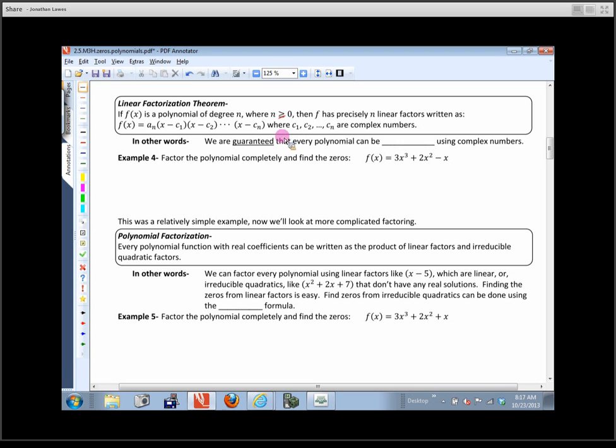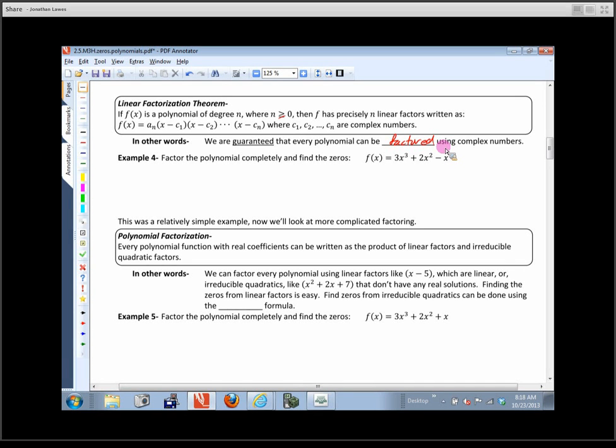Okay? So this linear factorization theorem says we're guaranteed that every polynomial can be factored. Every one of them. Okay? And that's our goal today, is we're going to be able to factor these polynomials and figure out what the zeros are. Okay? So I've got a polynomial here, and on these first 2 pages, the problems are relatively simple, just to kind of introduce the ideas.